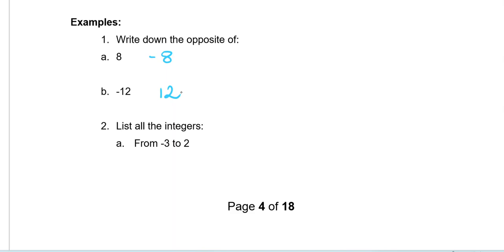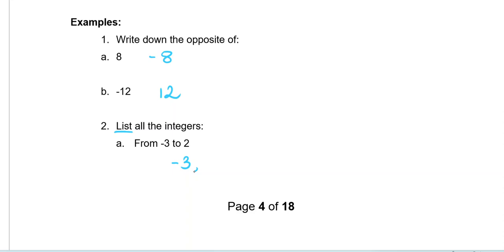Question 2. List all the integers from minus 3 to 2. Now, when I say list, we've got to put commas in between. We're going to start with the smaller number and count up all the numbers until we get to the end number, which is 2. So we're starting at minus 3.